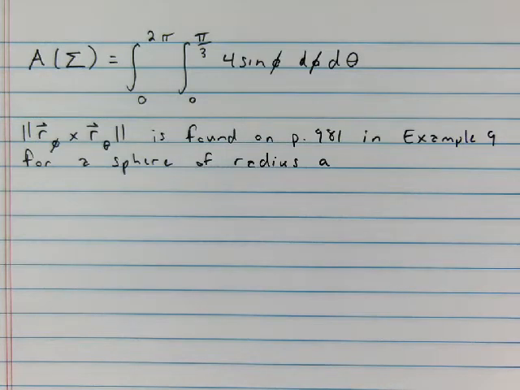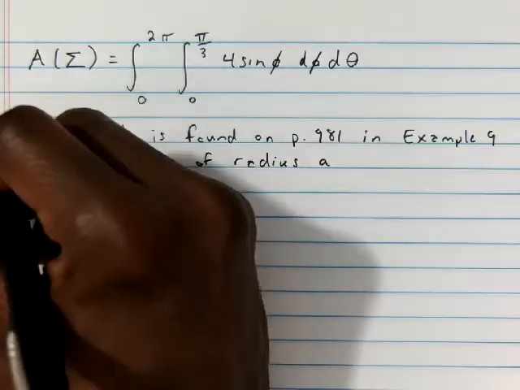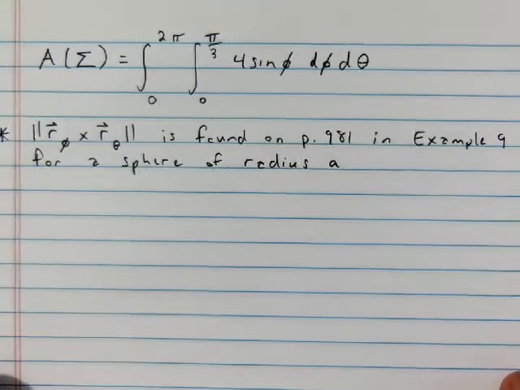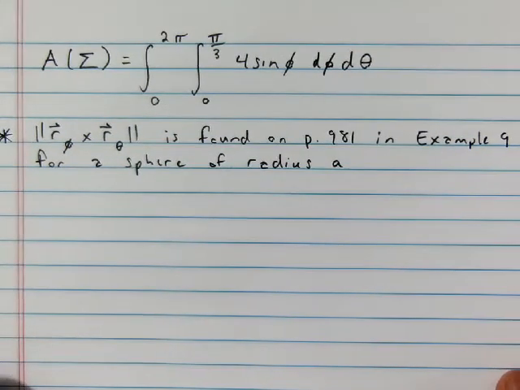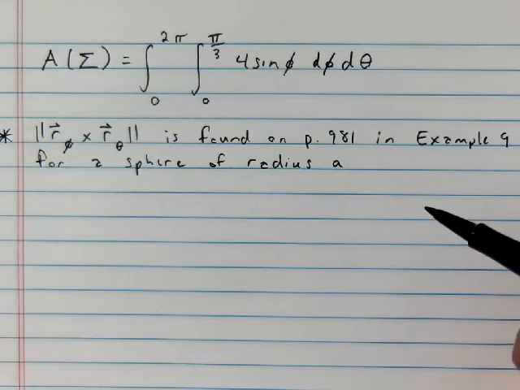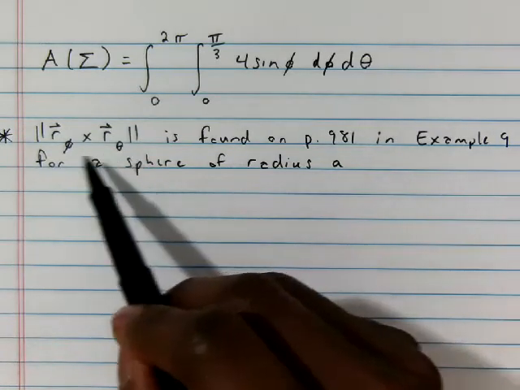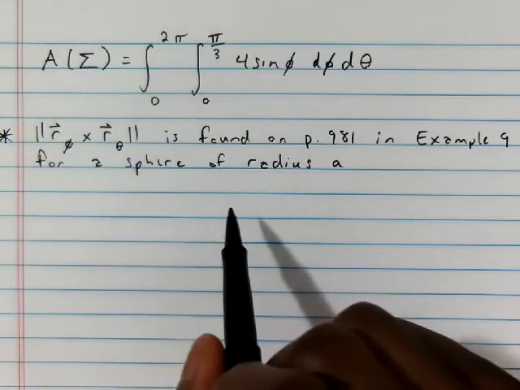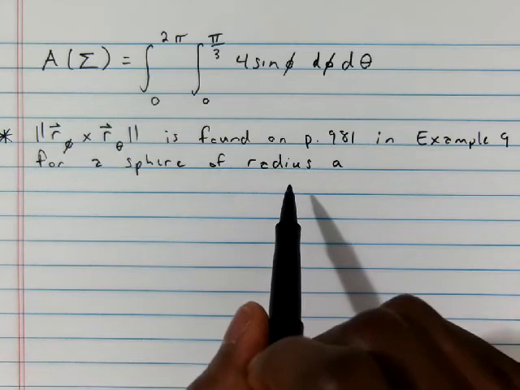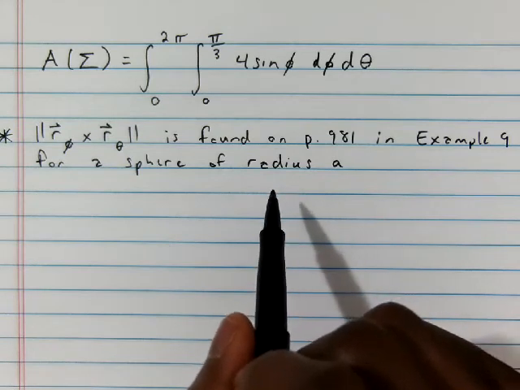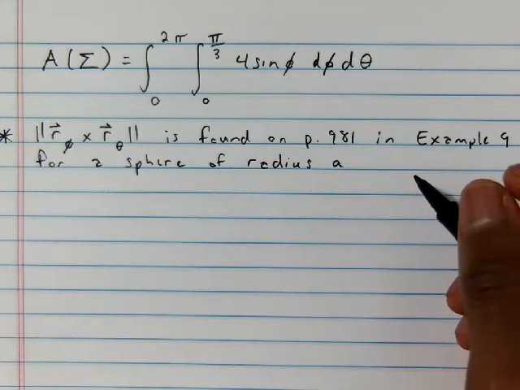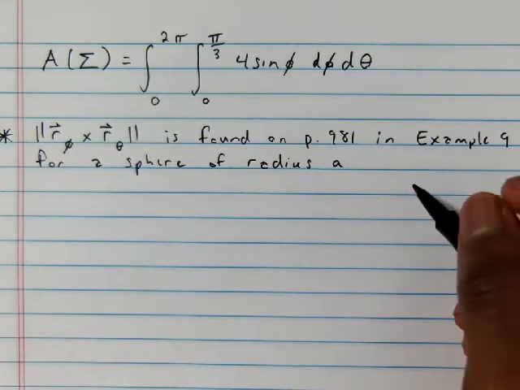I'm pointing this out because, one, that's a lengthy process for a sphere, but the point is that they've already done it in general for us, so you don't have to do it anymore. And you've already seen me do it in an example as well. If you need the magnitude of r sub v cross r sub theta for a sphere of radius A, they've already done it, and you can just use that. We'll see that quantity again when we get to chapter 15, so I just want to point that out now.